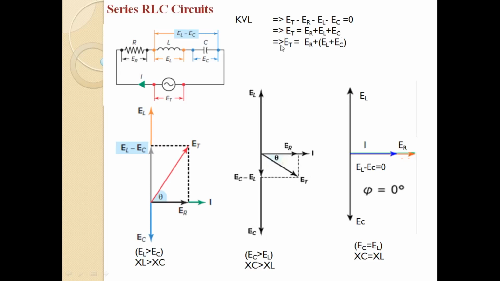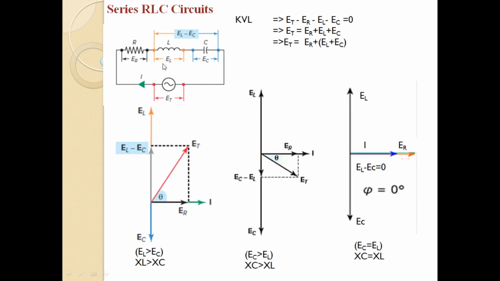All these are phasors. So the total applied voltage will be the sum of the voltage drop across the resistor, the voltage drop across the inductor, and the voltage drop across the capacitor. So finally we get the equation Et, the total applied voltage in phasor form, is equal to Er, the drop across the resistor, plus El plus Ec, that is the voltage across the inductor and the voltage across the capacitor. Here we have put El and Ec in parentheses to make it clear.